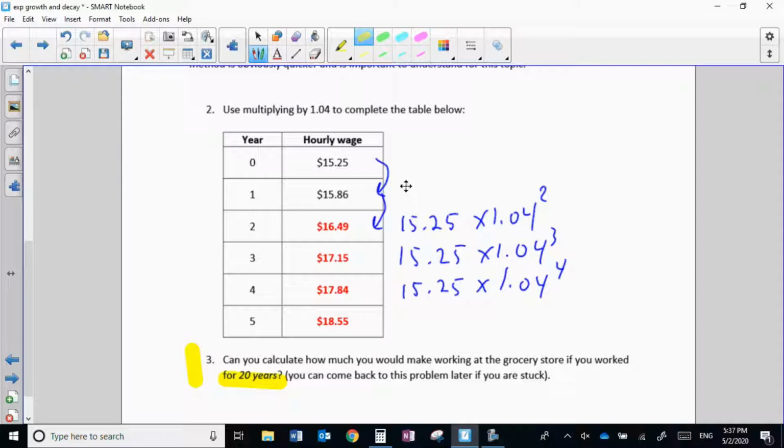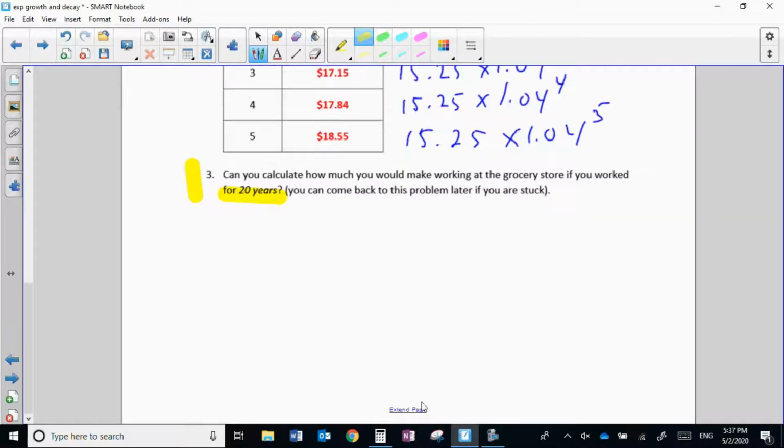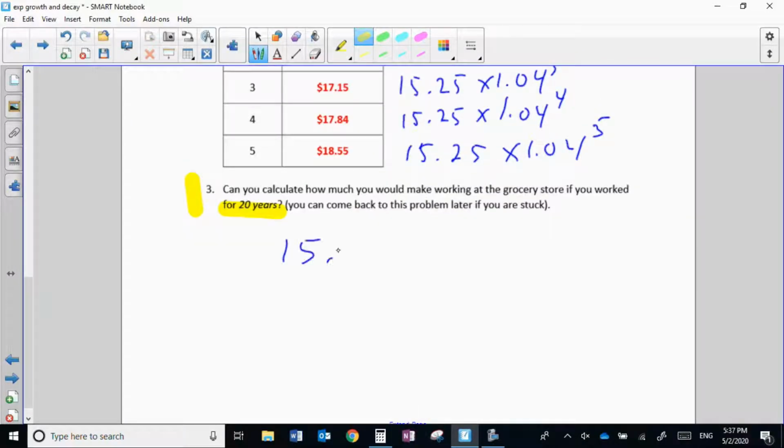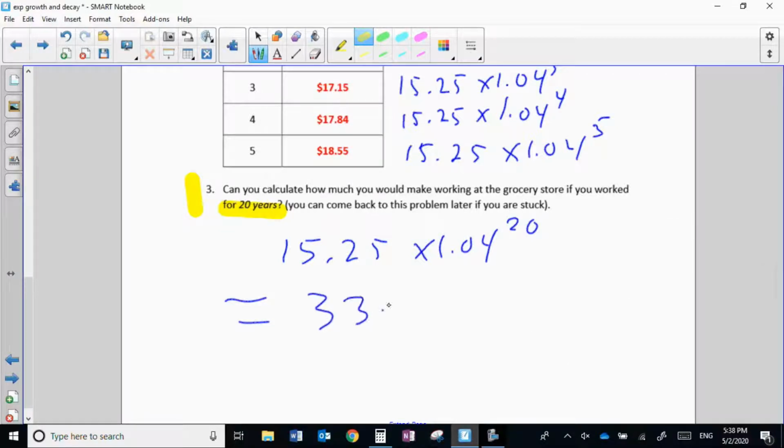And that pattern works here too. 15.25 times 1.04 to the power of 1. In fact, it even works here for year 0, since 1.04 to the power of 0 is equal to 1. You just get 15.25. Oh, and the last one, of course, 15.25 times 1.04 to the power of 5. Well, how do we get it in 20 years? Well, we can follow the same pattern. 15.25 times 1.04 to the power of 20 should give you about $33.41 per hour. Not too bad.